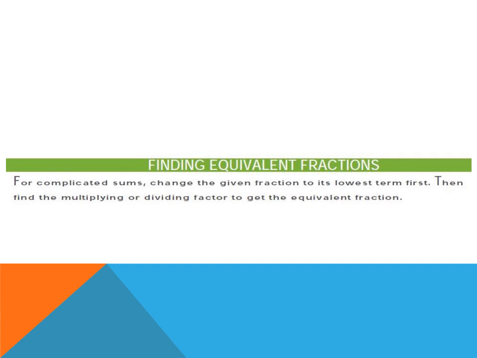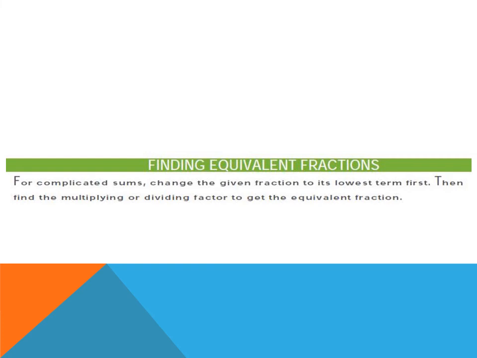Now, finding equivalent fractions. We have already learned that, one example is given, 1 by 2. If we multiply the numerator and denominator of 1 by 2 by any natural number, let us say 5, multiplying 1 by 2 both numerator and denominator by 5, 1 into 5, the new numerator is 5, and 2 into 5, the new denominator is 10. So the new fraction is 5 by 10. Now we can say that 5 by 10 is an equivalent fraction of 1 by 2.